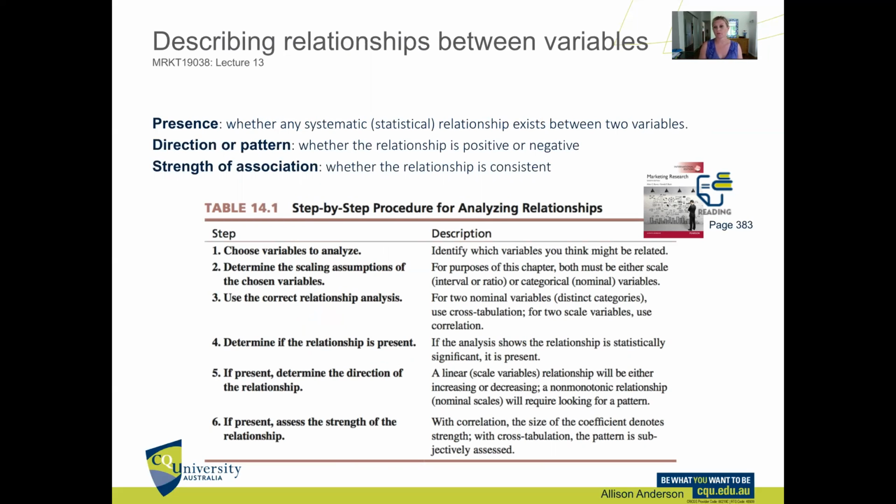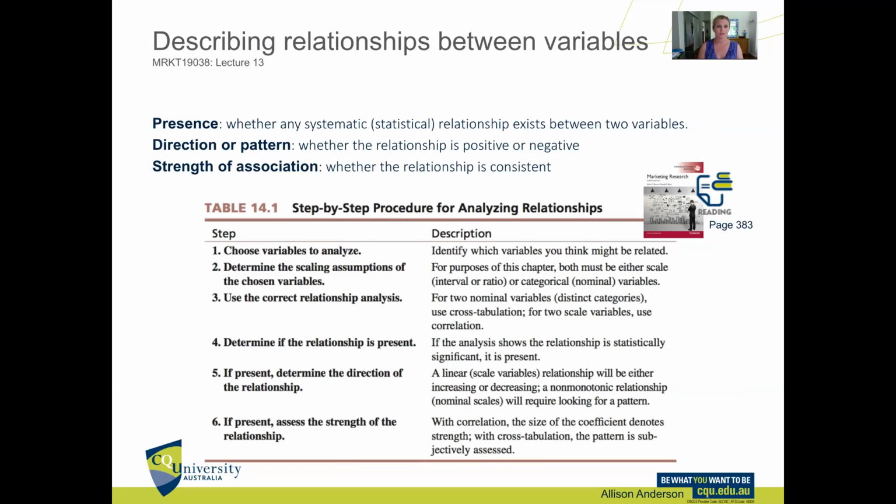Okay. So if you have a look at page 283 in your textbook, you'll be able to have a look at this. This is really quite valuable. This pretty much tells you exactly how you would go about analysing relationships between variables. Okay, so step one, you choose the variables you want to analyse. You identify the ones you think might be related. Okay, you determine the scaling assumptions of those chosen variables. This is important because you really need to understand if they're interval or ratio, so as I was saying, levels on a scale, or categorical, so named nominal variables, because that affects the type of analysis that you're going to do.